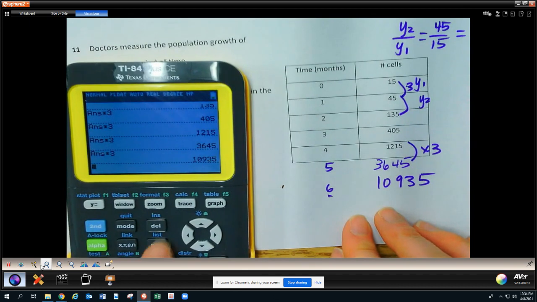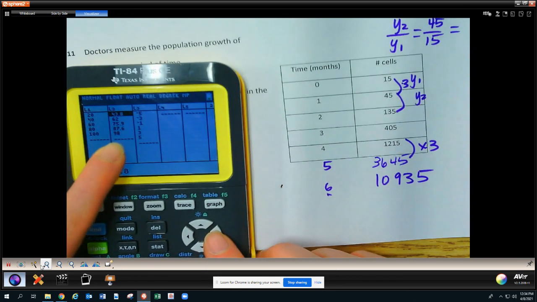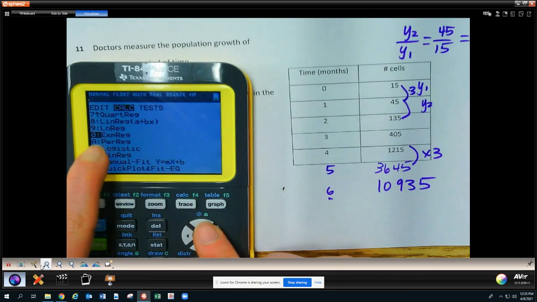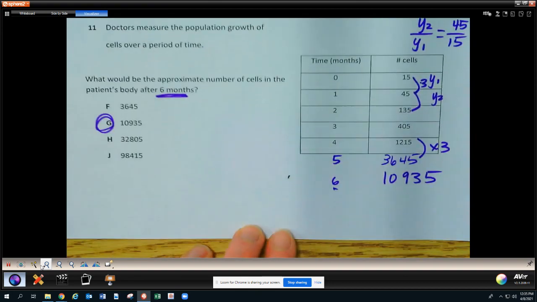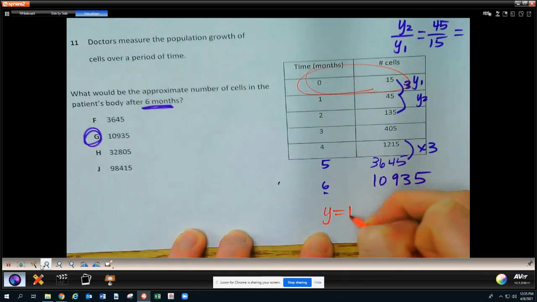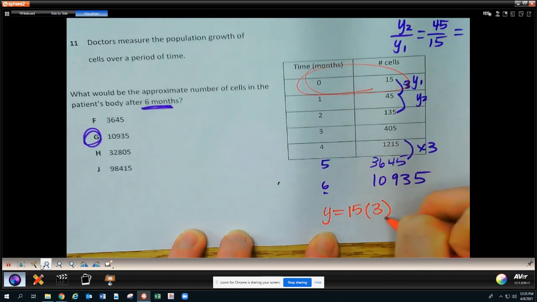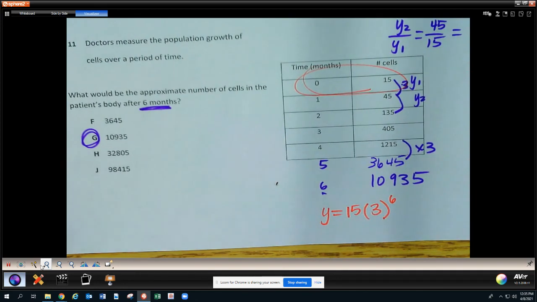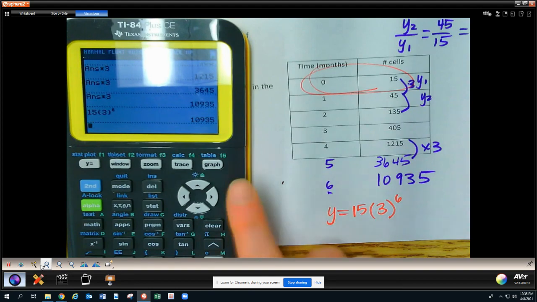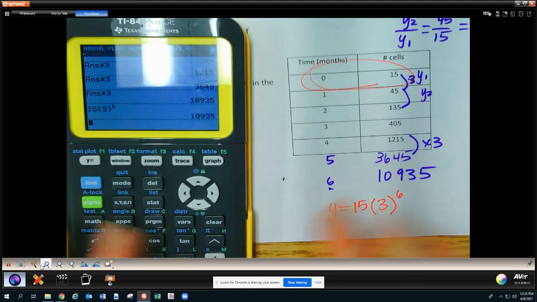Again, you could write an equation, or you could even use XBREG by putting it in your L1, L2 columns, and then doing stat calc option 0 is your XBREG. I like to just write the equation by hand, seeing that the starting value is 15, the constant multiplier is 3, and I want to know the value after 6 months. So 15 times 3 raised to the 6. Okay, remember this caret symbol is what gives you the exponent. Right, and that is it.